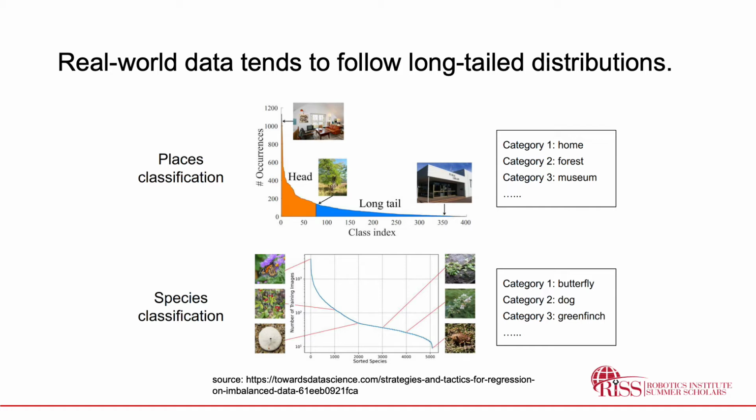For example, here I have two real-world datasets. The first one is a large-scale image dataset for places classification. If we sort the class index according to the class frequency, we get the first plot. We can see that there are common classes with thousands of images, such as home images, and rare classes with 10 images, such as museums. The second plot is a species dataset with imbalanced classes as well. Many other datasets exhibit imbalanced distribution naturally.